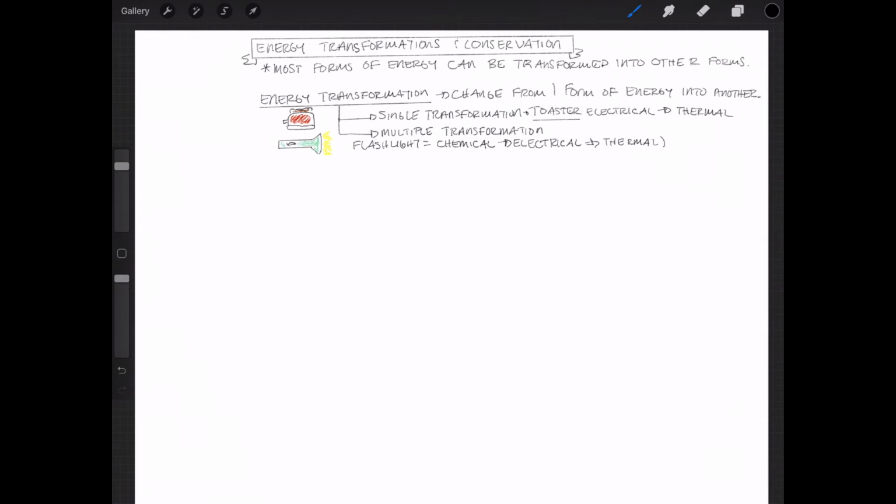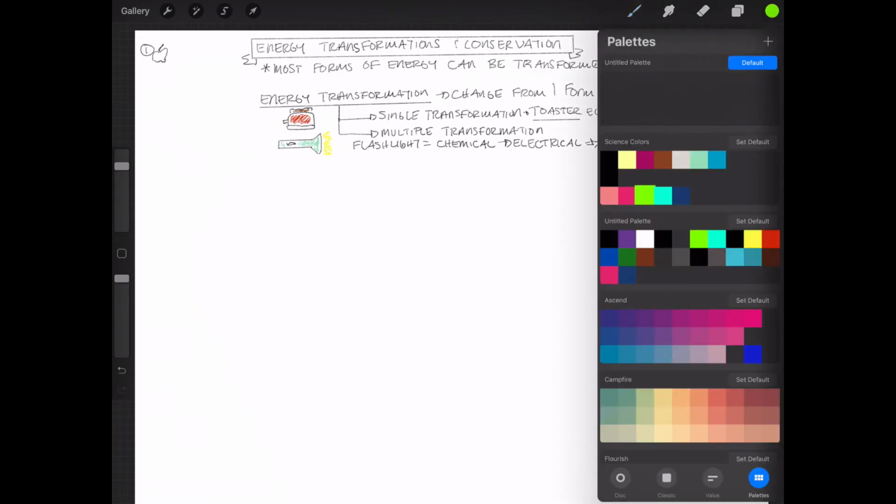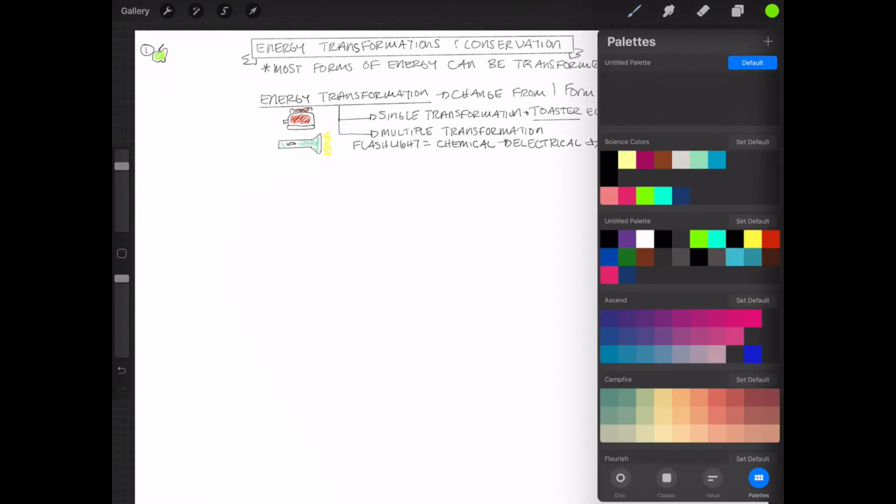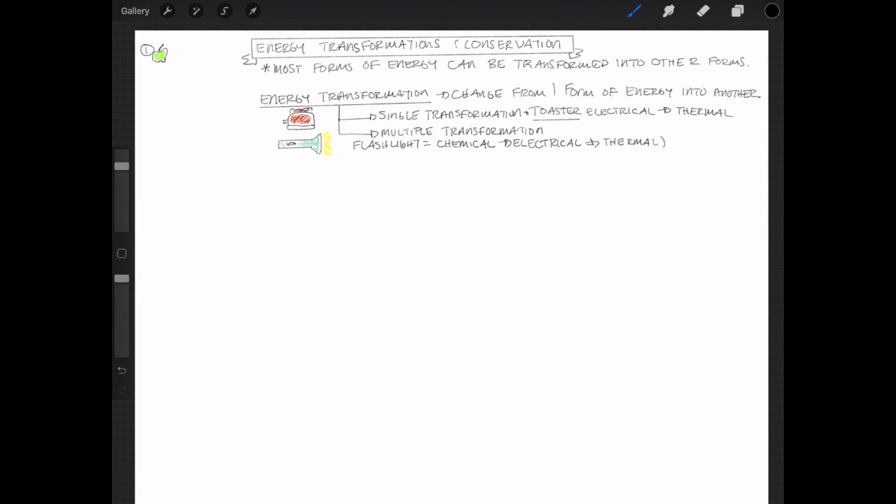So let's imagine for a second that I had this lovely apple for lunch. And we're going to use chartreuse. Oh, yay. Look at that lovely shade of chartreuse. I had an apple for lunch, right? And I know that my apple contains chemical energy. I'm going to use that chemical energy to go for a bike ride. Okay?